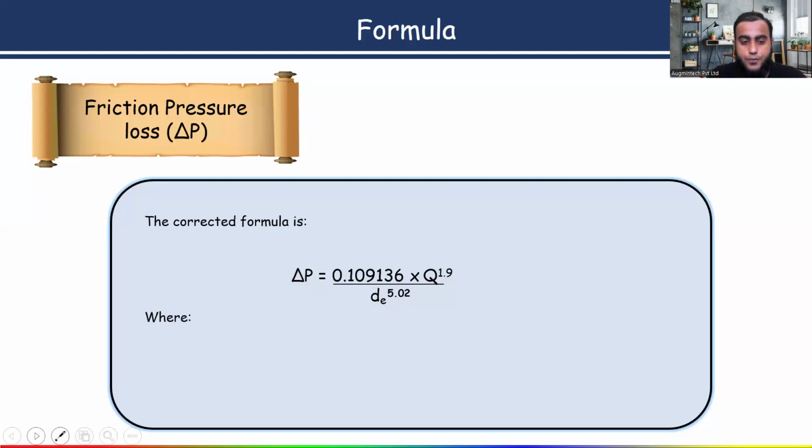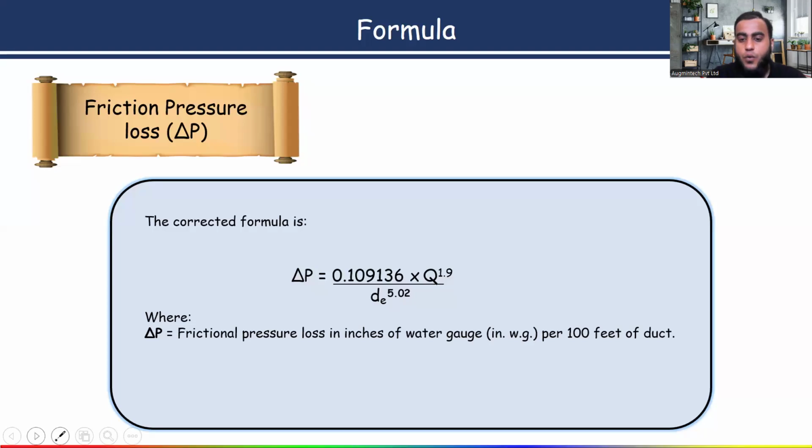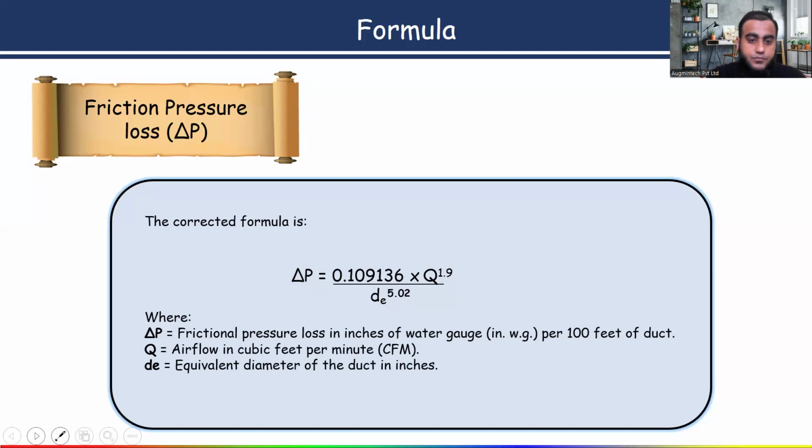So what is this? In this formula, delta P is the frictional pressure loss in inch of water gauge per 100 feet of duct length. Remember, Q is the airflow in cubic feet per minute, and DE is the equivalent diameter of the duct in inches. So if you want to find the frictional pressure loss at every 100 feet of duct length, you have to use this formula. By using it, you will get the pressure loss value easily.